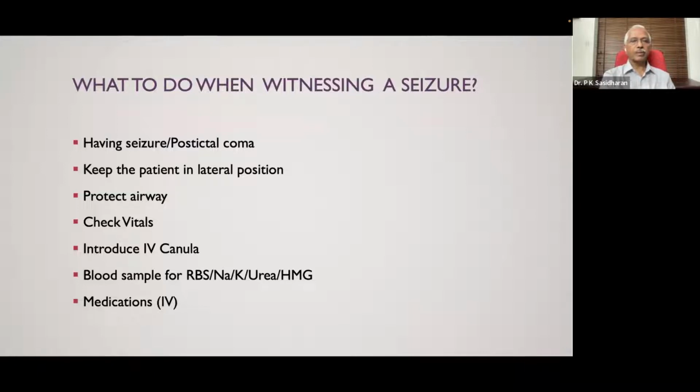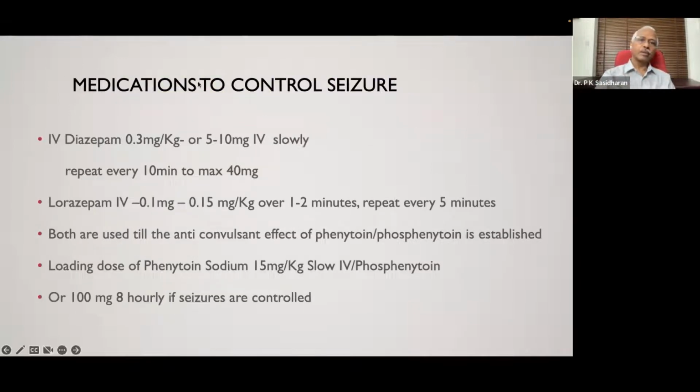And then give medications to control the seizure, even when the patient is in the post-ictal coma, because it might occur anytime. The medication to control a seizure when the patient is brought in seizure is, most importantly, diazepam, given slowly. The dose you can cross-check, and it can be repeated every 10 minutes, but the maximum dose should not go above 40 milligram. Instead, these days people prefer lorazepam, given over 1 to 2 minutes, repeated after every 5 minutes. But both are used till the anticonvulsant effect of phenytoin or fosphenytoin is established.